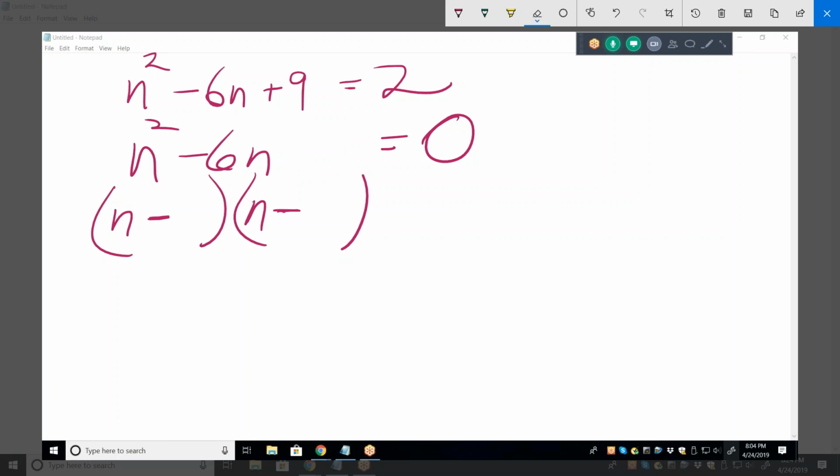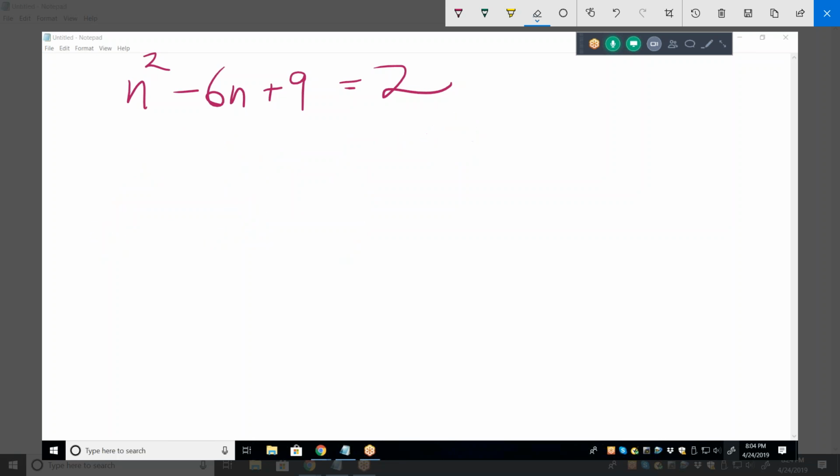Let's go back and start over. Now, this is kind of unusual, but can you factor the left side? This is not usually what you do. I'm not sure why they're giving you this problem. I see it as almost detrimental, even though it's going to allow us to solve this thing. Can you factor n squared minus 6n plus 9?